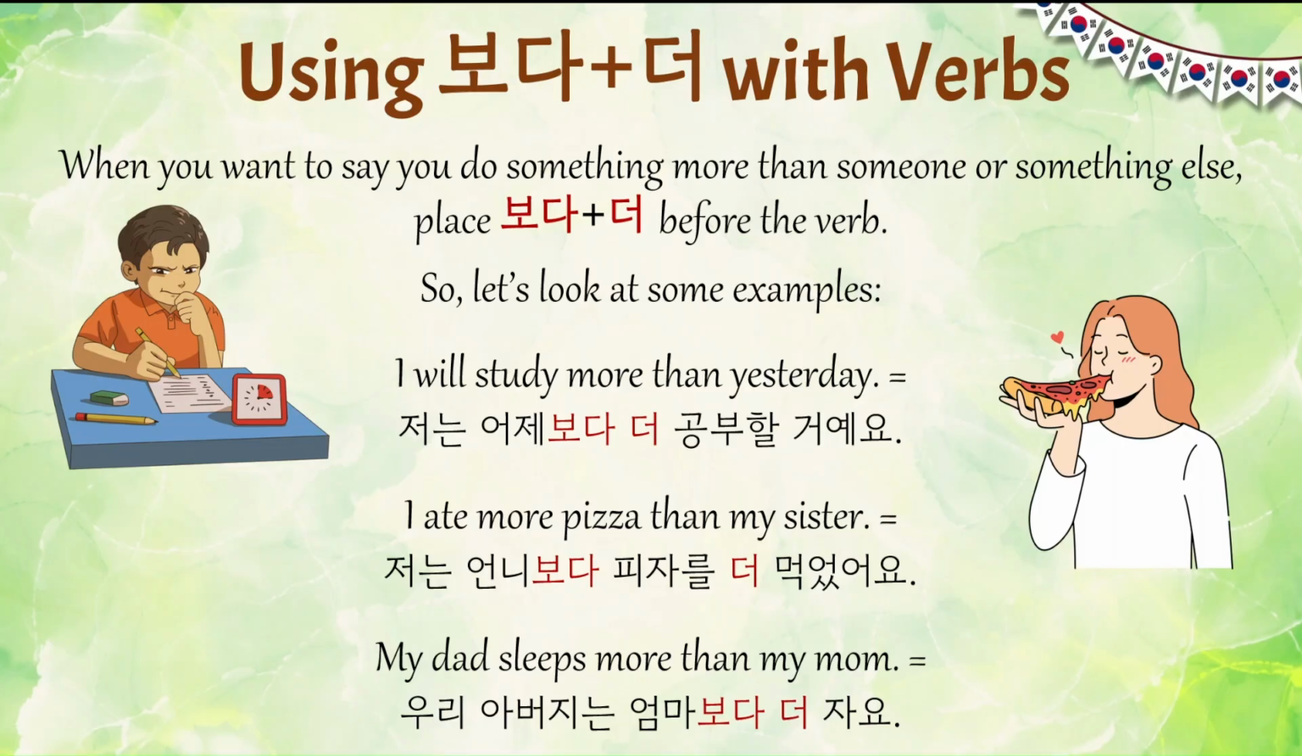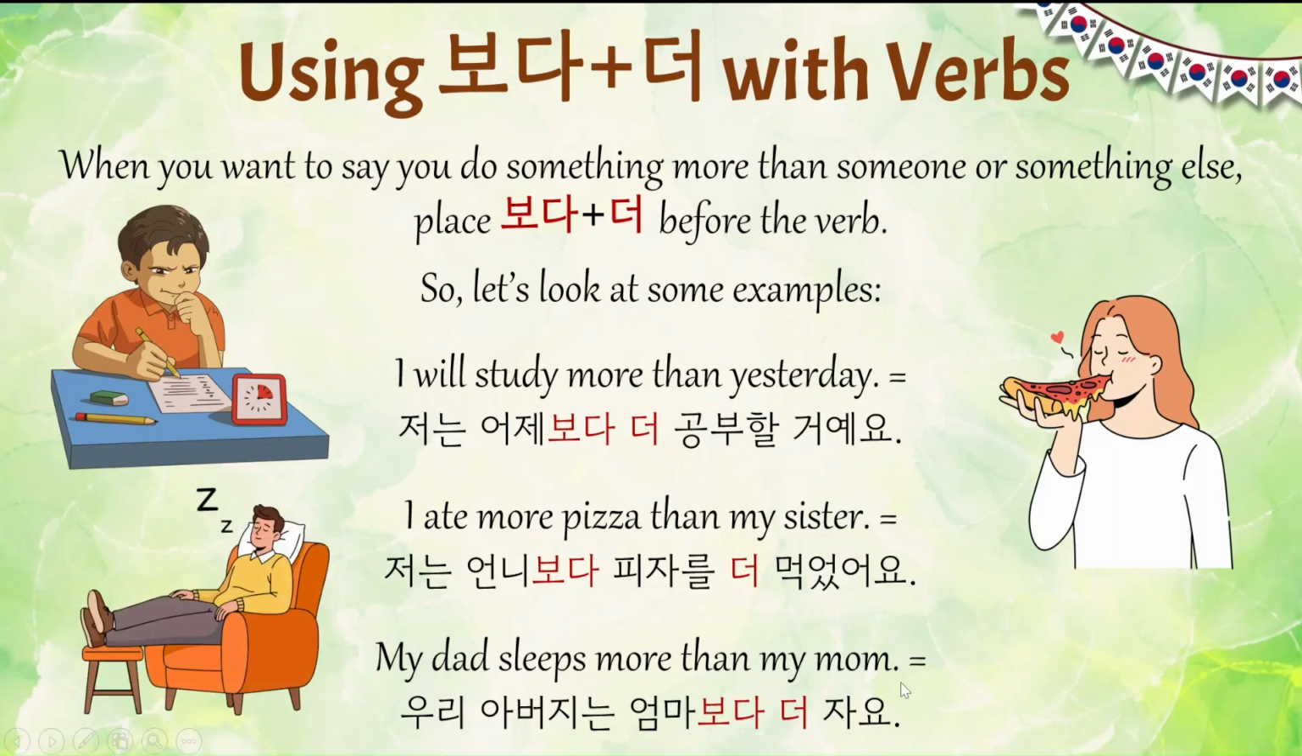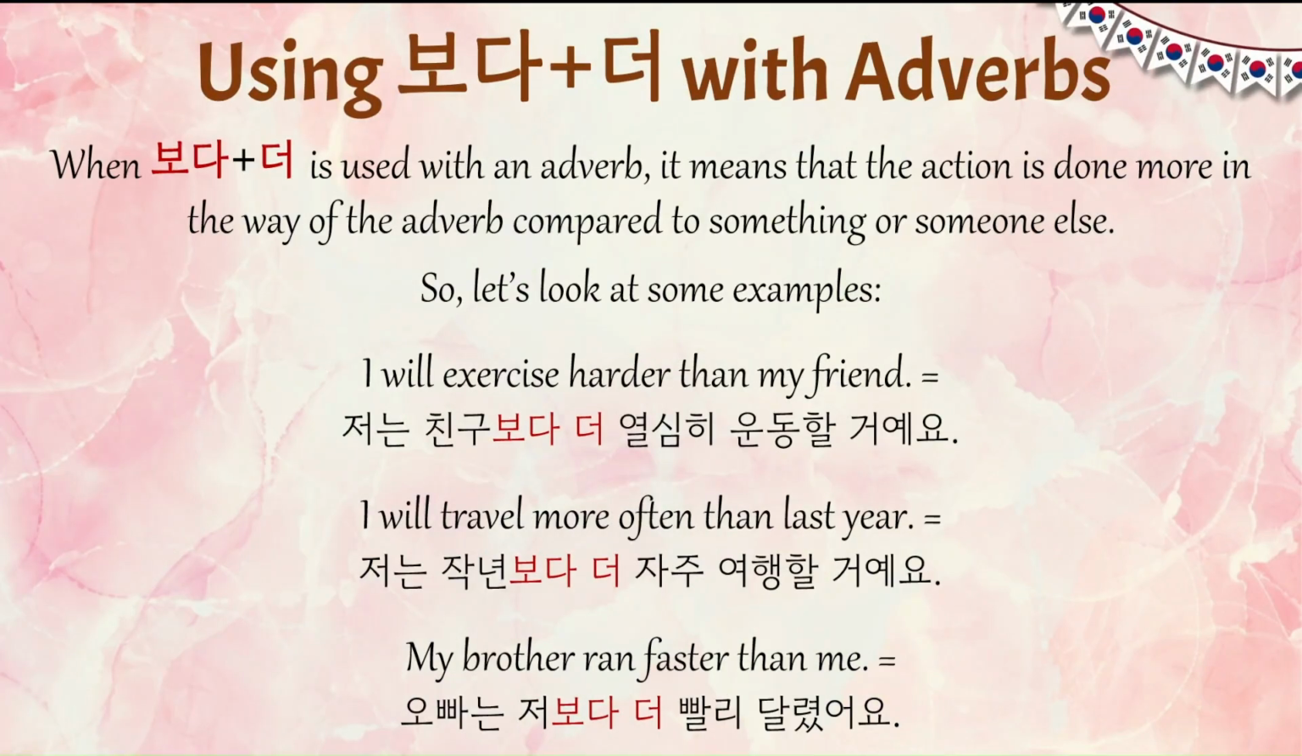Okay? Next. My dad sleeps more than my mom. 우리 아버지는 엄마보다 더 자요. My dad, 우리 아버지. Or you can say 우리 아빠. Mom, 엄마, or 어머니. Sleep, 자다, present tense, 자요. Now you're comparing your dad with your mom. So it is going to be 엄마보다. Sleeps more than my mom. 엄마보다 더 자요.